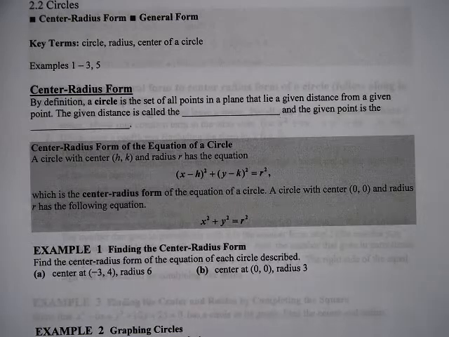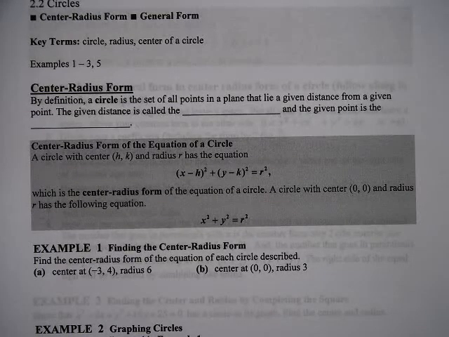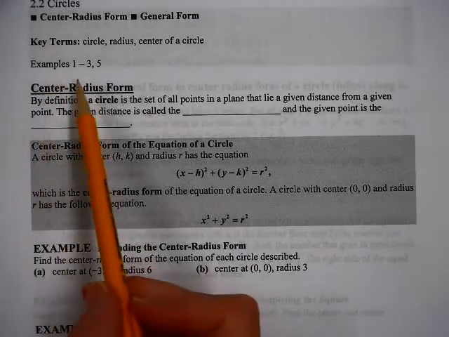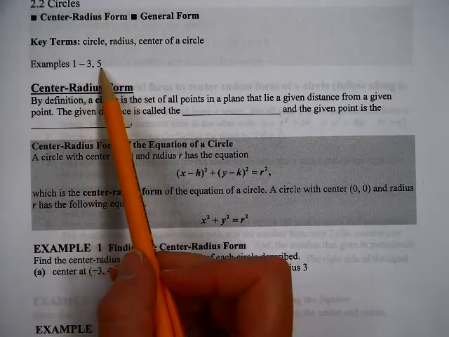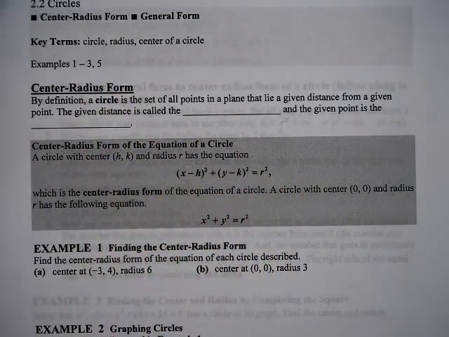Now we're going to look at section 2.2 on circles. You can see in this section we are only going to do examples 1, 2, 3, and 5. Again, let's try to fill in these blanks.